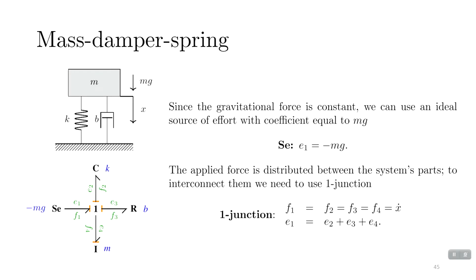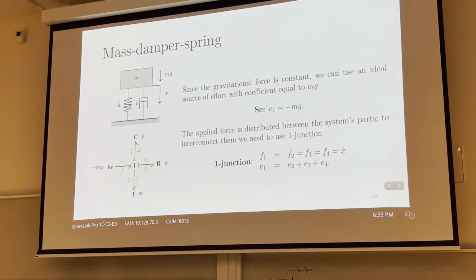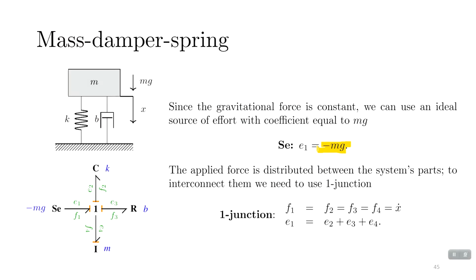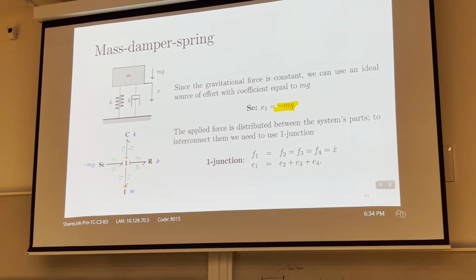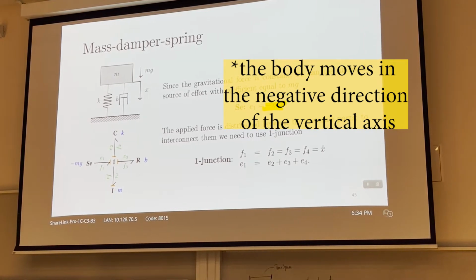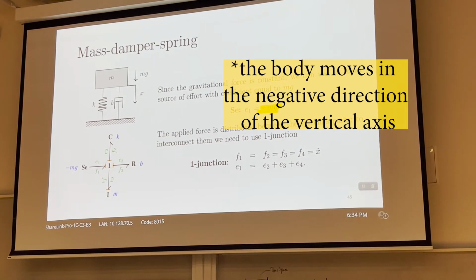So E1, the effort for the source of effort, is something that we set up, and since we know it, it will be minus mg. Okay? Do you agree that the effort E1 equals minus mg for our system? Why minus? Because we chose the direction of y going up, and the body, when the spring is deflected, generates force to go down.